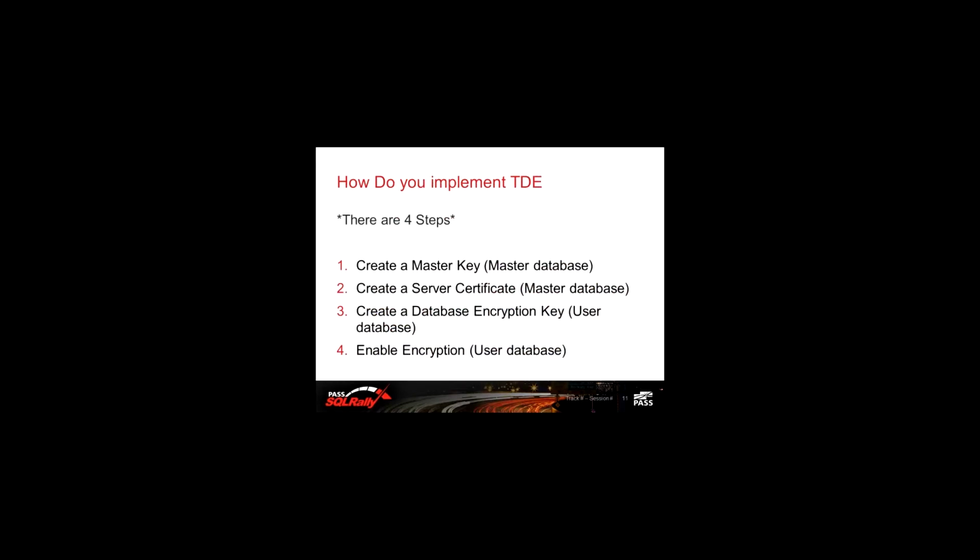So how do we implement transparent data encryption? There are 4 easy steps. We create a master key. We create a server certificate, with both of those within the master database. We create a database encryption key within the user database. And we then enable encryption also within the user database.